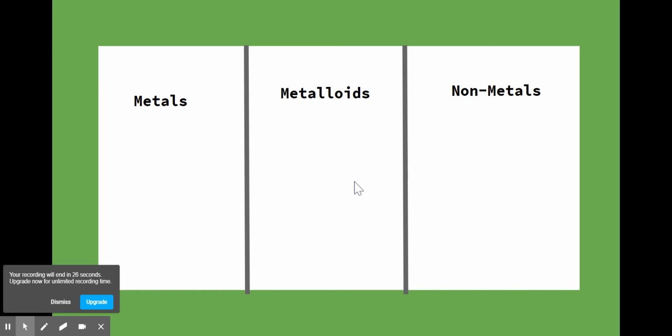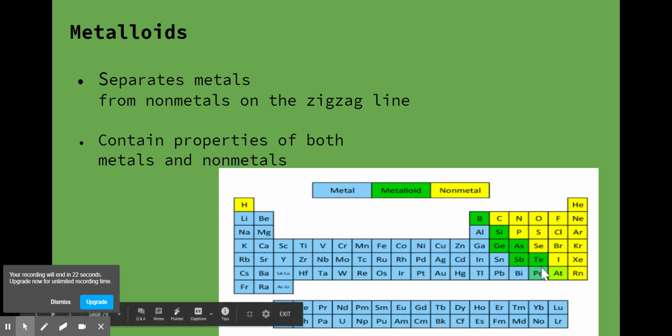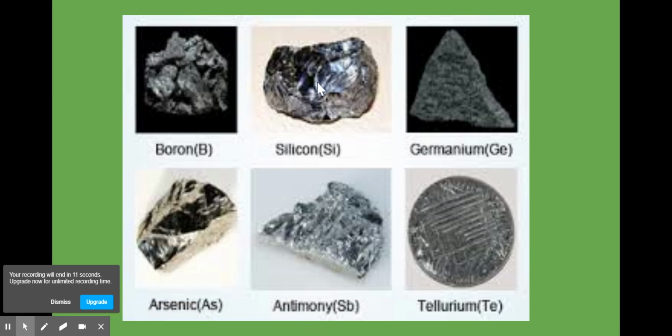Last, we have the metalloids. Metalloids are on that zigzag line. They contain both properties of metals and nonmetals. You can see they're everything down here in green. These are just some common examples like silicon, arsenic, and boron. You can see some of them have a shine, some of them don't, and that makes them a metalloid.